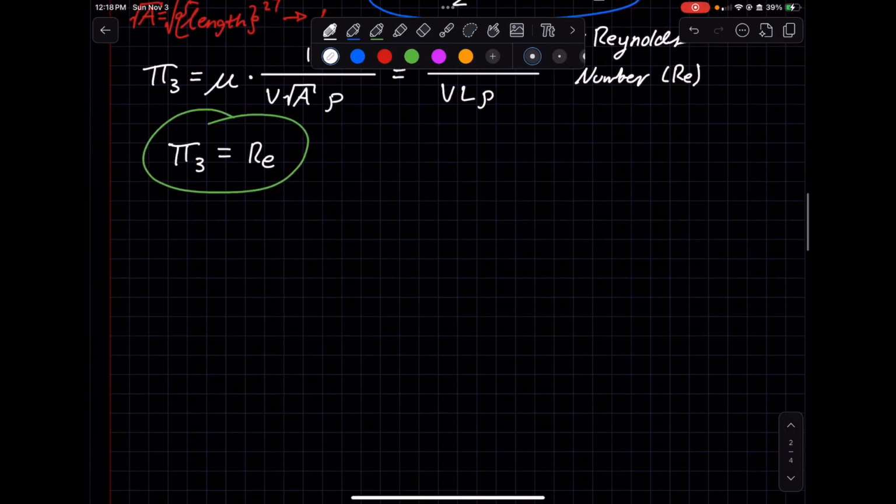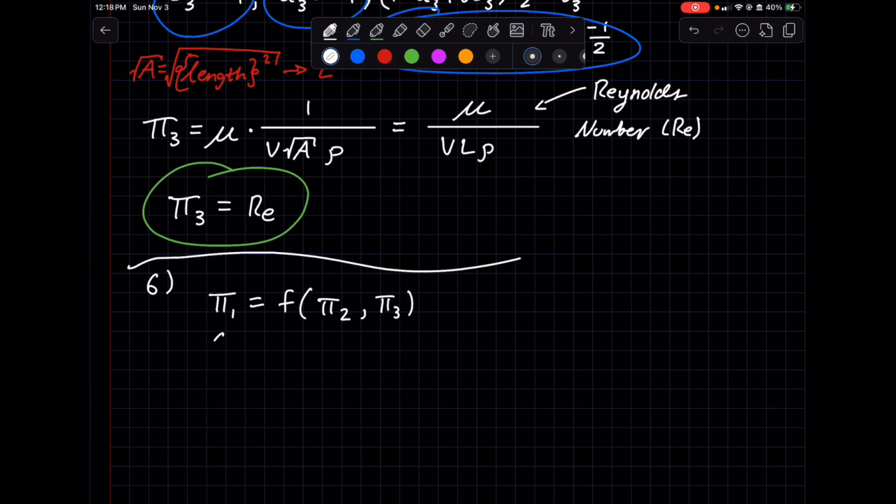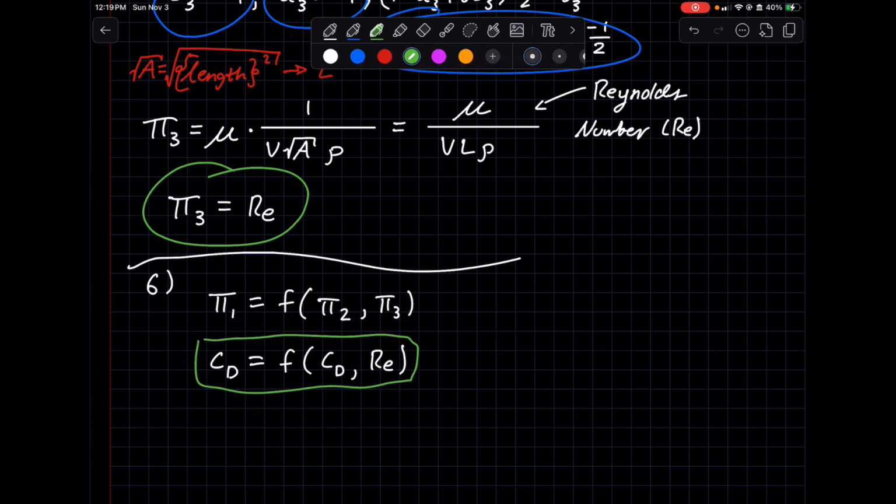So over here, step 6 is to construct the final equation. So this is pi 1 is equal to a function of pi 2, comma, pi 3. So our pi 1, as you recall, is the coefficient of drag, is equal to the function of the coefficient of drag and the Reynolds number. So this is what I'm going to consider as the final answer.